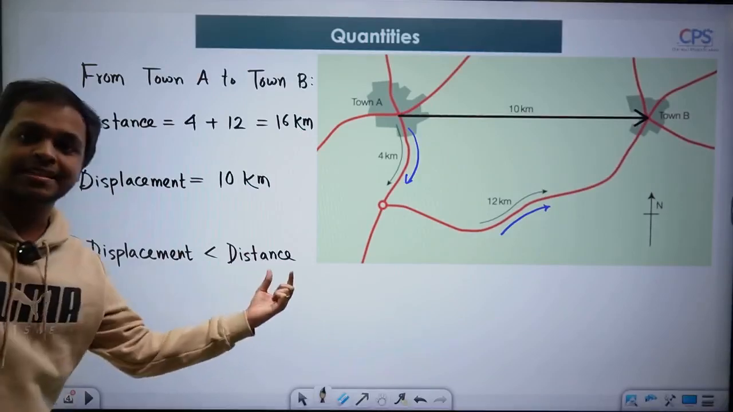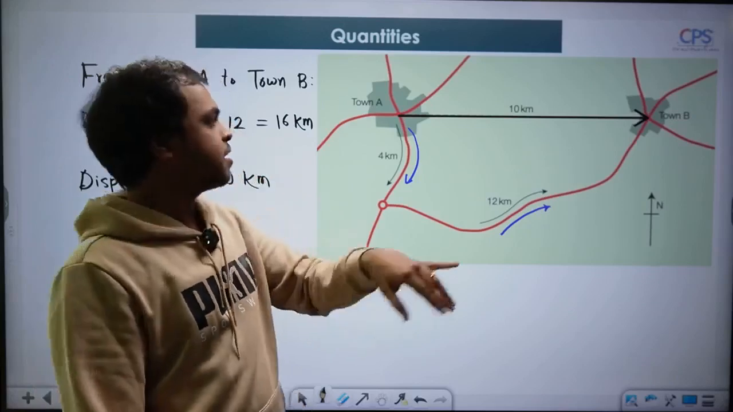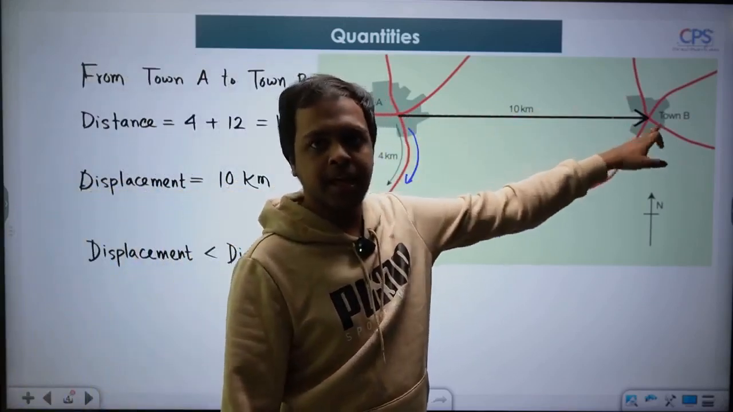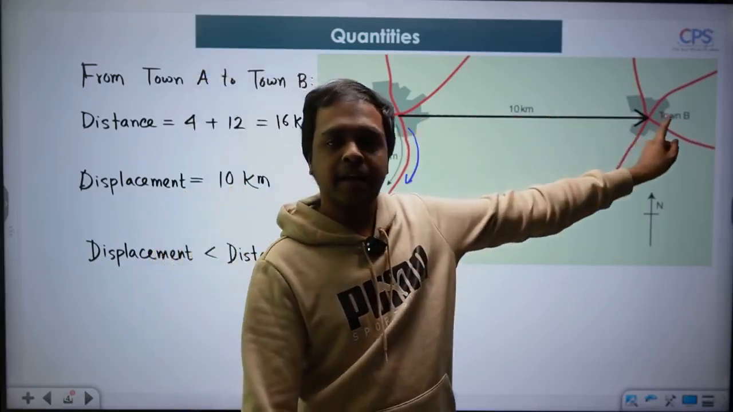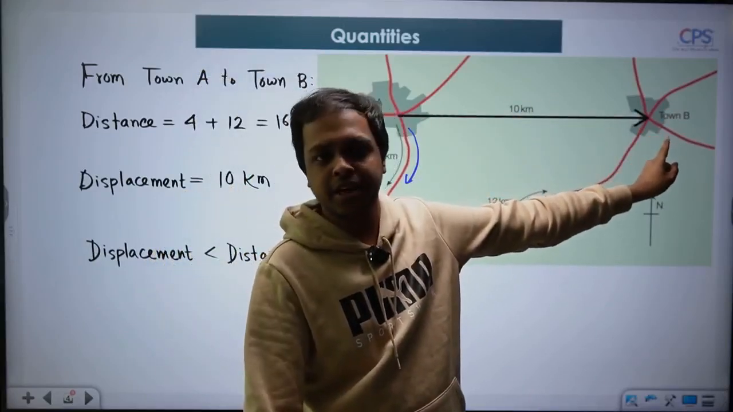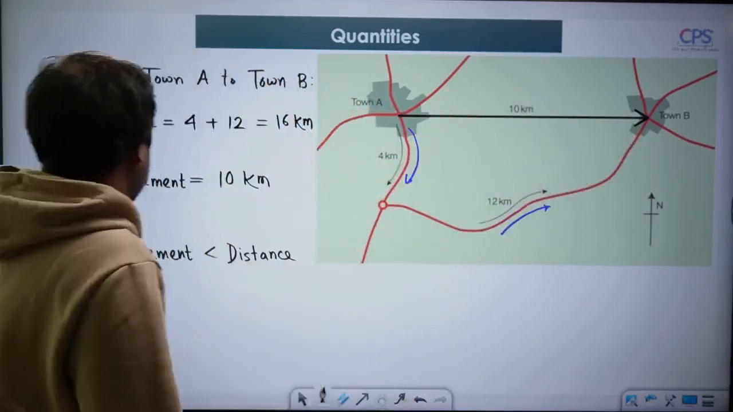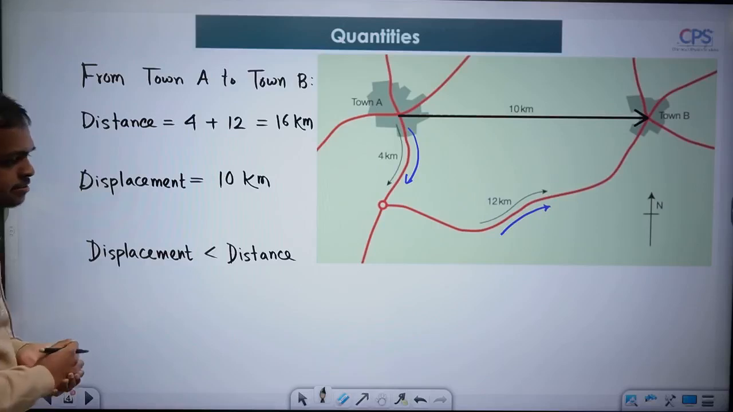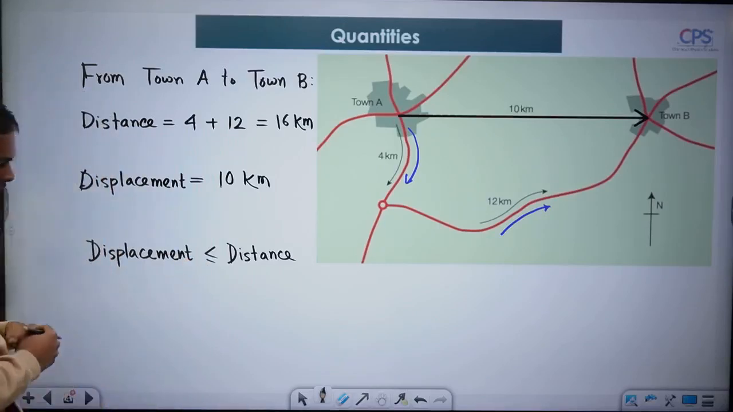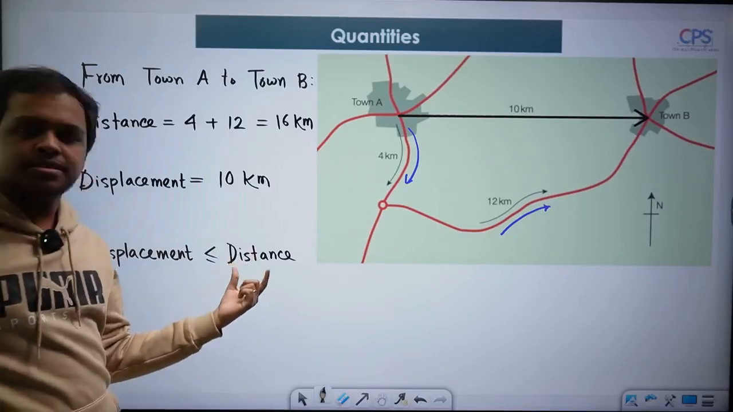Displacement and distance can also be the same. How? If there is a straight road from town A to town B, then the distance would be exactly 10 kilometers, and the displacement is 10 kilometers anyway. So both of them are the same. So sometimes the distance and the displacement can be equal. So we have to write it like this: displacement is less than or equal to distance.